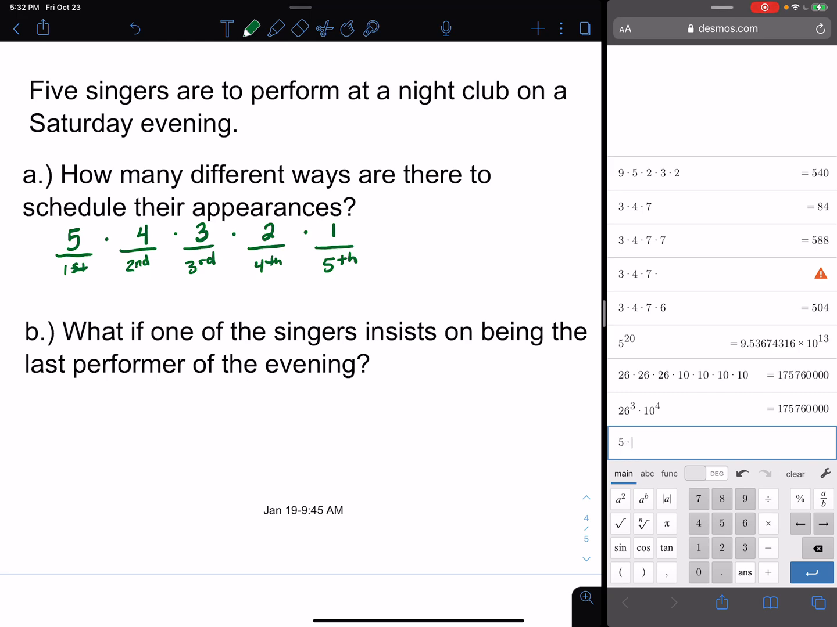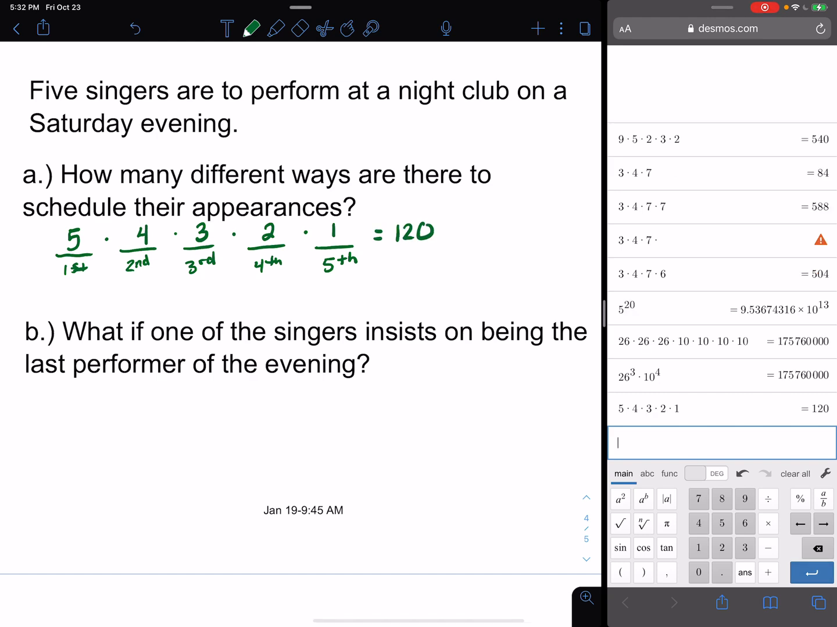So I'm going to do 5 times 4 times 3. Let me try that again. 5 times 4 times 3 times 2 times 1. And that gives us that there's 120 different ways that we could schedule their appearances. Now in part B, we're going to throw one limitation on it. They're saying, what if one of the singers insists on being the last performer of the evening?